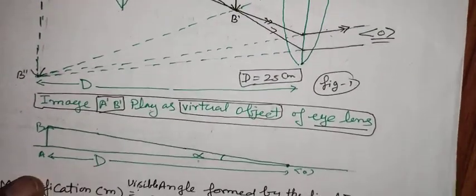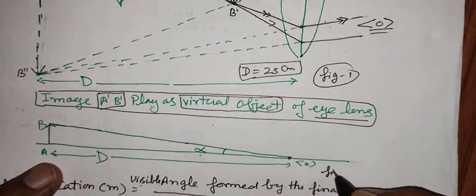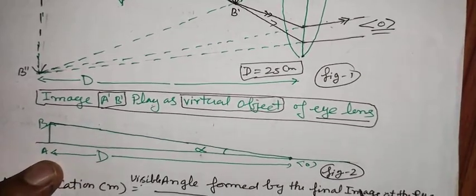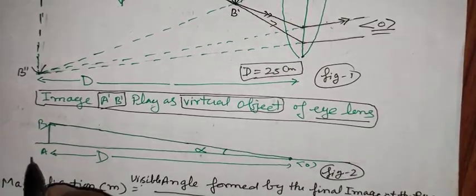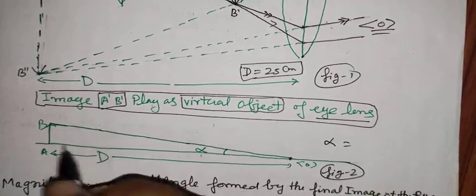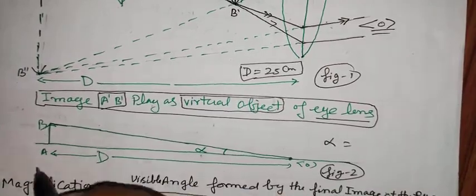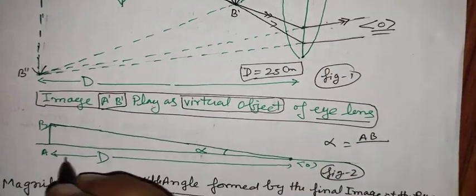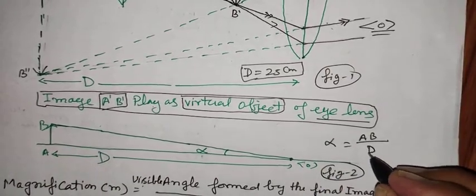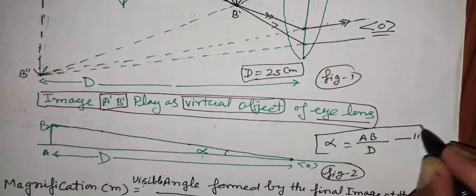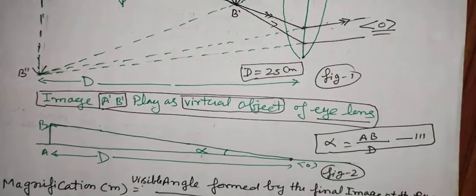And alpha we will obtain from figure 2. Here tan alpha is perpendicular by base. The perpendicular is AB, the size of the object, and the base is the least distance of distinct vision, D. This is equation number 3.